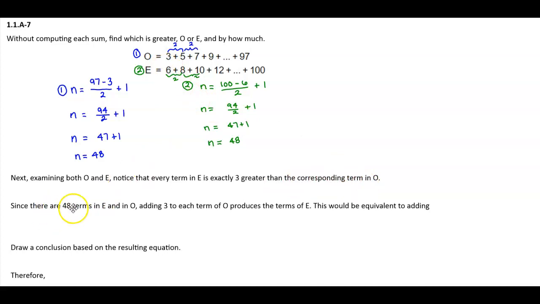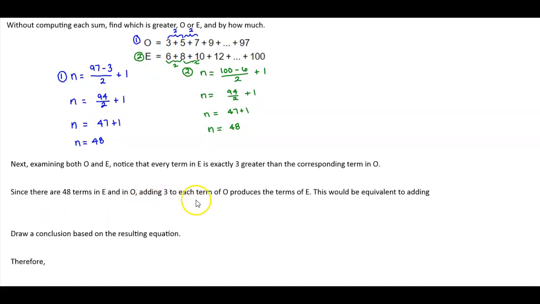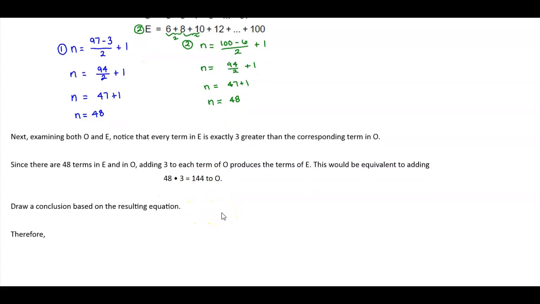Now again, since there are 48 terms in E and O, and adding 3 to each term of O produces the terms of E, this is equivalent to adding 48 times that number 3, which is equal to 144, to O. Now, drawing a conclusion from this equation, O plus 144 would equal E. Therefore, we can say that E is greater than O by the amount of 144.